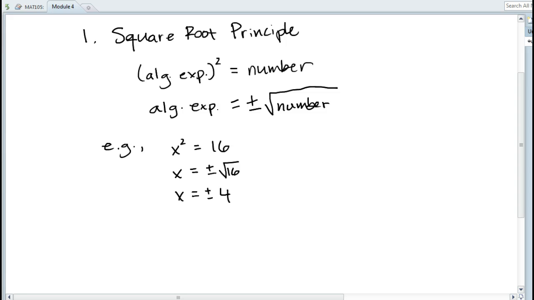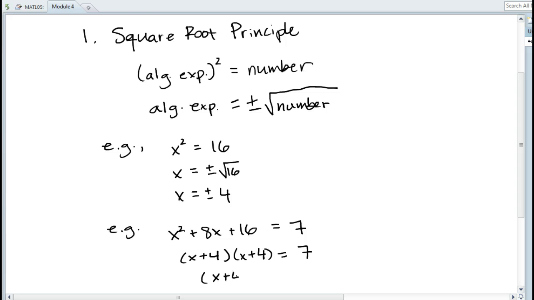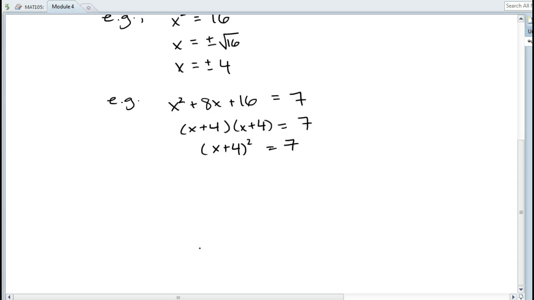But this is a much more useful tool than just using it to solve things like x squared. So another example you might encounter would be something like, say we have x squared plus 8x plus 16 equals 7. You might look at that and say, oh my gosh, there's no way I'm going to be able to do that. I have to try some other technique. But if you remember from the last module, we learned how to factor these quadratics, and you'll see pretty quickly that you can factor the left-hand side as x plus 4 times x plus 4, which equals 7. And really, this is an algebraic expression squared. So x plus 4 squared equals 7. And now, because we have an algebraic expression squared, we can apply the square root principle.